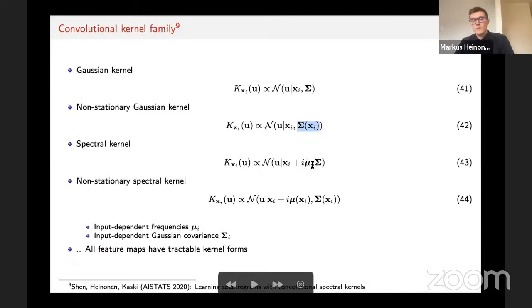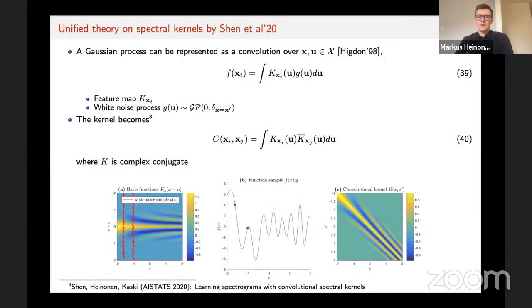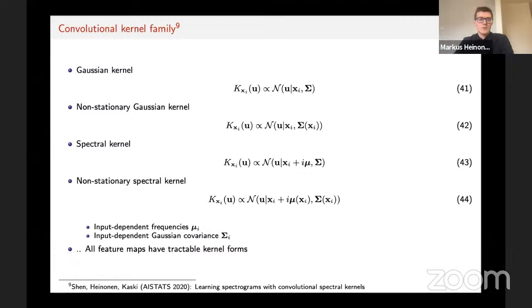Spectral kernel is one where we have added to the data point mean of this basis RBF an imaginary component, which then translates into a bunch of cosines. And the non-stationary case is one where the frequency mean depends on the data as well. So here the mu represents the frequencies and sigma represents the Gaussian covariance. And then we could solve the kernel form using this notation, and we would get basically what we already showed to you today. So this is pretty nice, and you can read more from this paper. We had quite a lot of theory there.